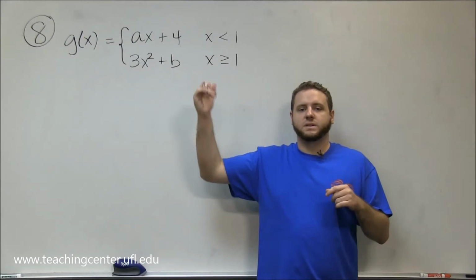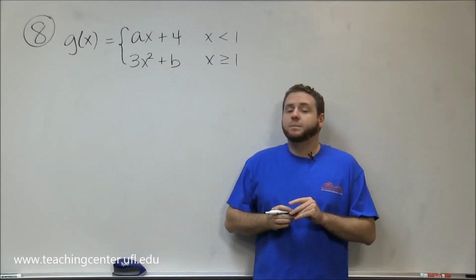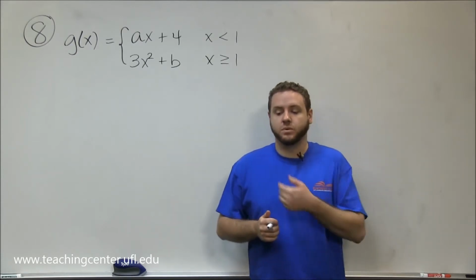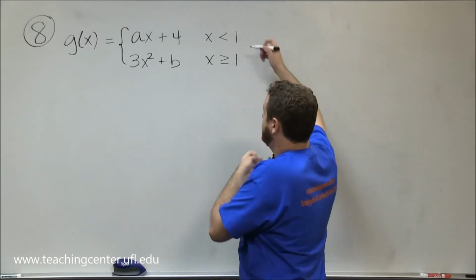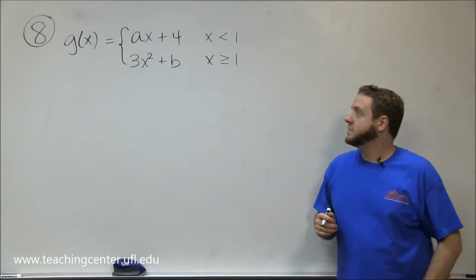Number 8, we have the following piecewise function, and our goal is to figure out what a and b should be so that this function is both continuous and differentiable at where these piecewise functions meet, which is at x equals 1.